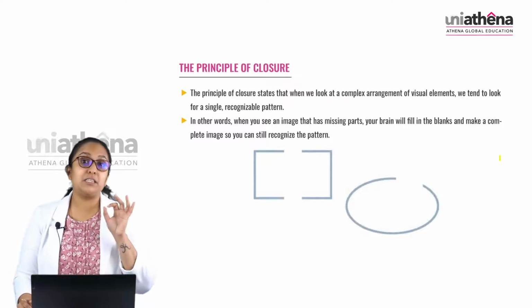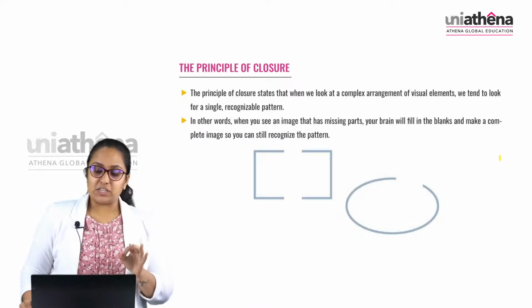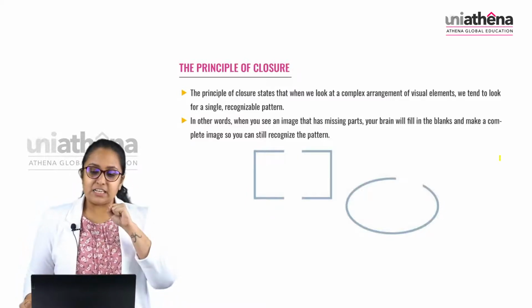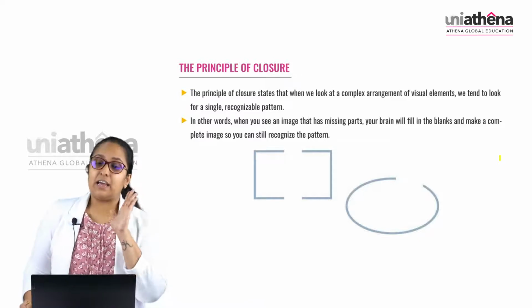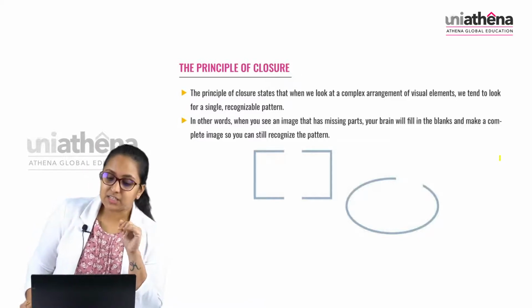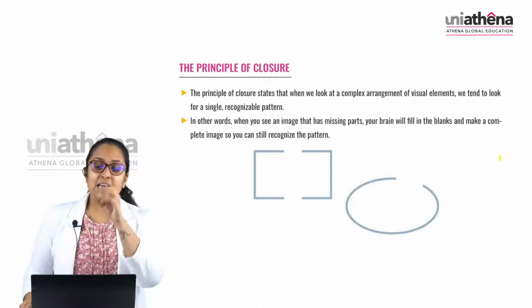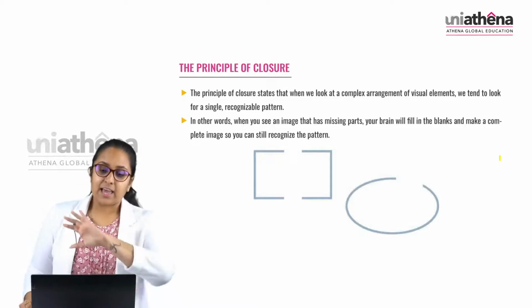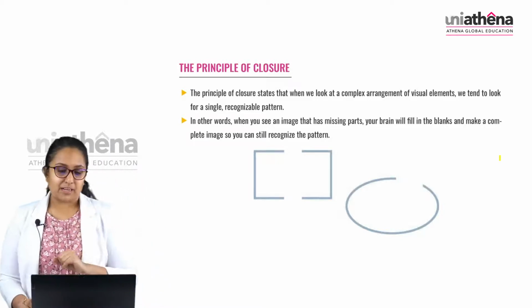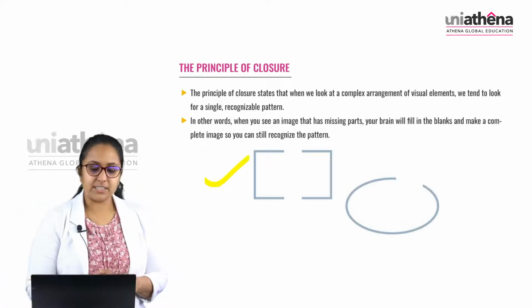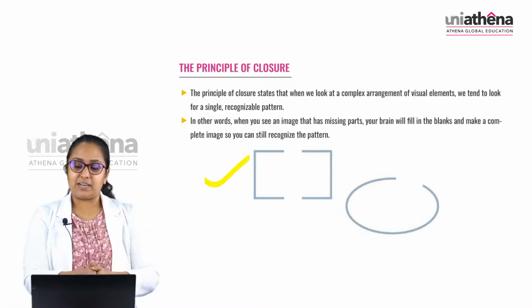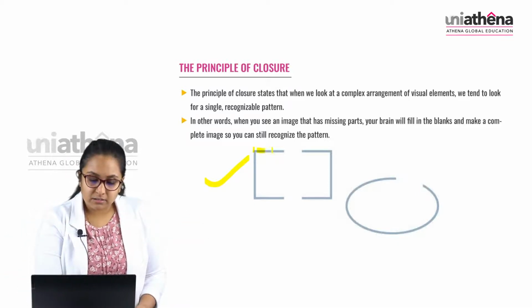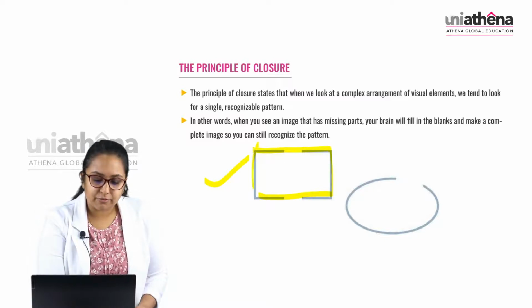Now, coming to the principle of closure. The principle of closure states that when we look at a complex arrangement of visual elements, we tend to look for a single and recognizable pattern. In other words, when we see an image, we are basically filling in the missing parts. Your brain gets activated to fill in the blanks to complete a recognizable pattern. For example, this figure, when we see it, it is an automatic tendency to feel it as a rectangle. So, even if there is a blank, we will try to fill it in the form of a rectangle.